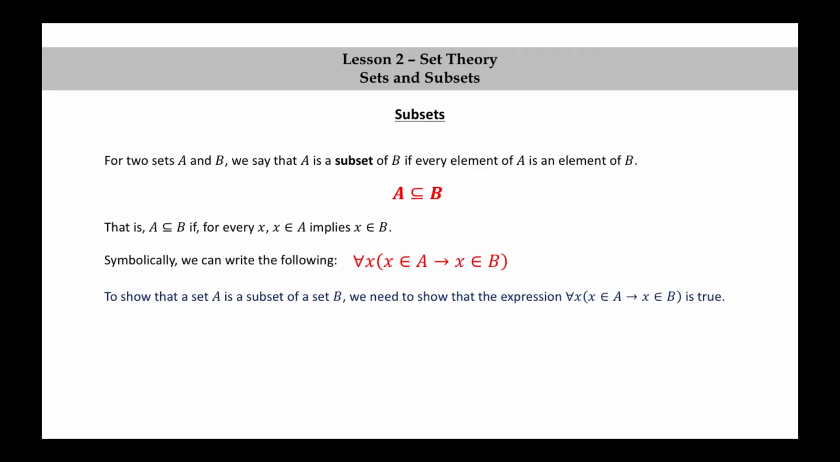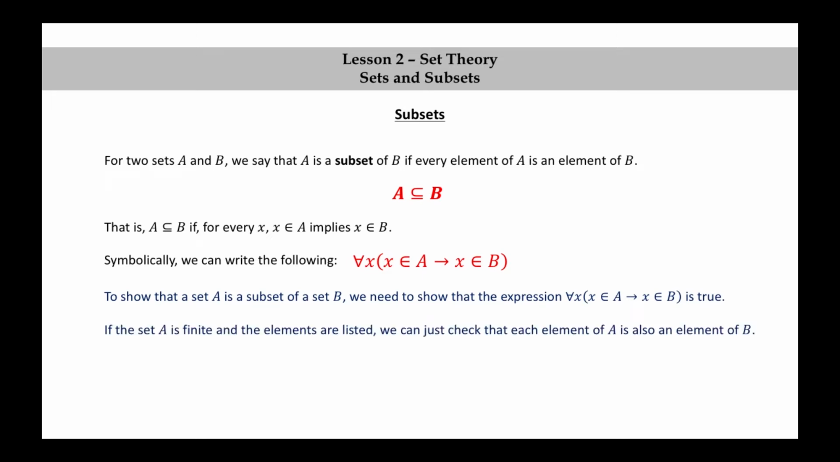To show that a set A is a subset of a set B, we need to show that this expression for all x, x in A implies x in B is true. If the set A happens to be finite and the elements are listed, we can just check that each element of A is also an element of B.